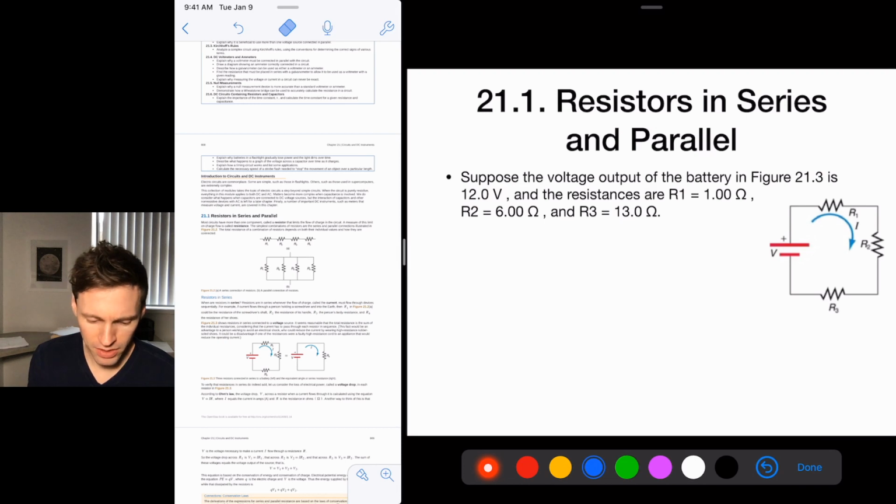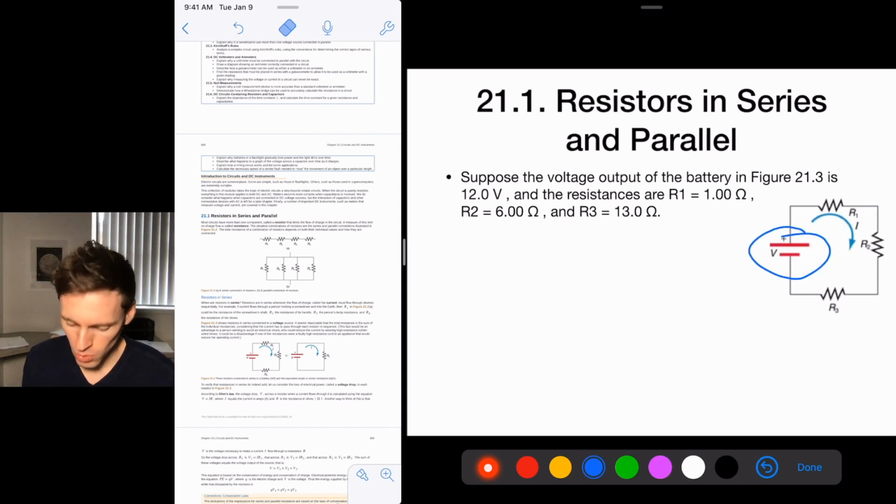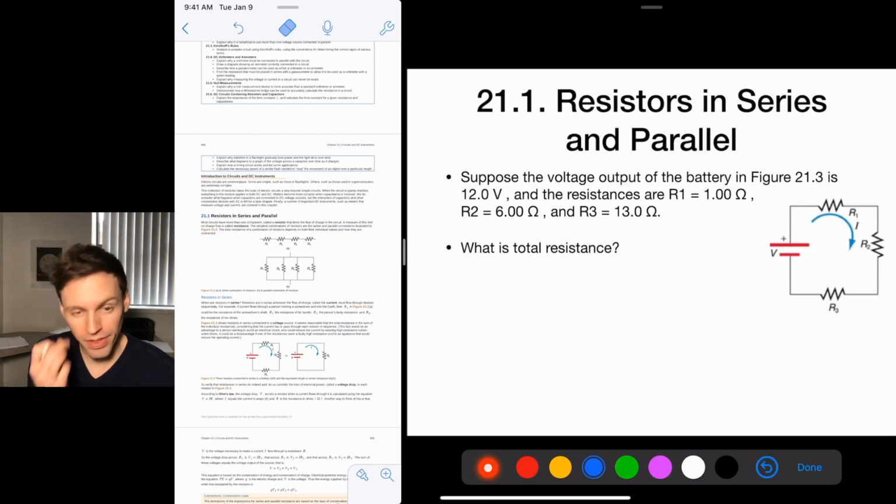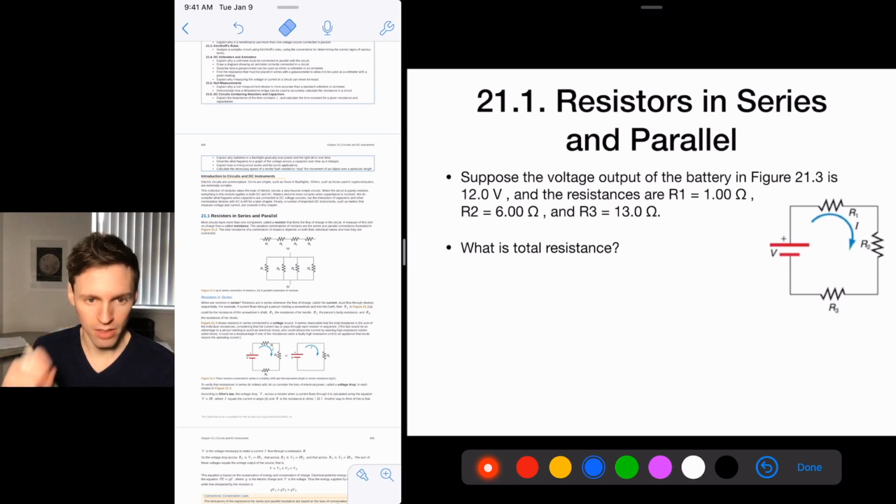Okay, so let's do this example. This is the next problem on your sheet, and I want you to do this problem right now. Suppose the voltage output of your battery is 12 volts, and the resistances are 1 ohm, 6 ohms and 13 ohms. The question is, what's the total resistance? Pause the video, try to calculate that. Unpause. Okay, so what is the total resistance?